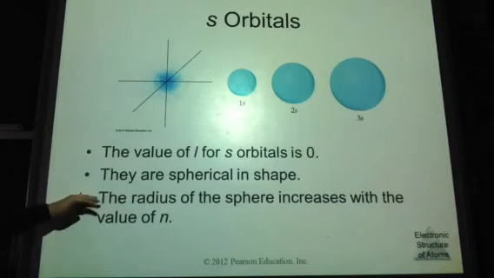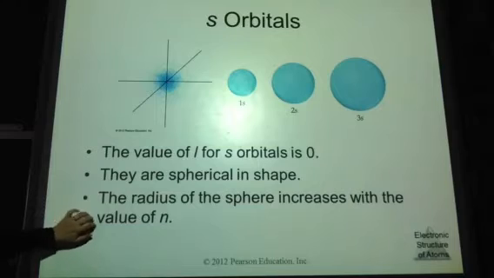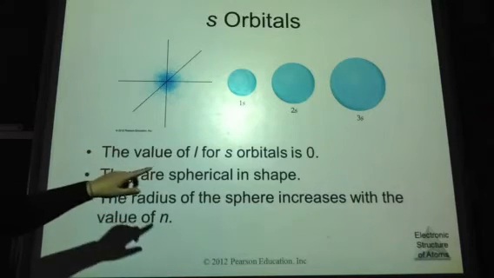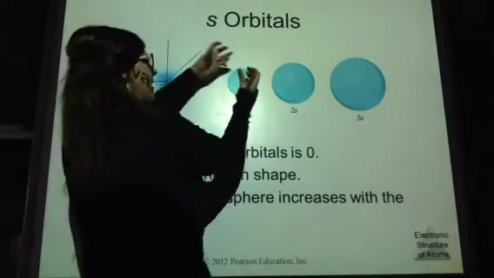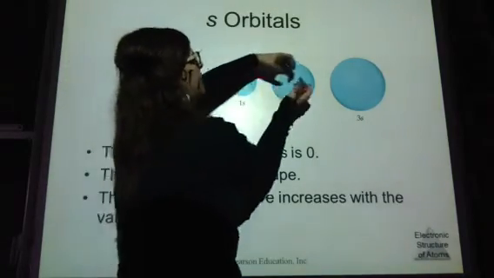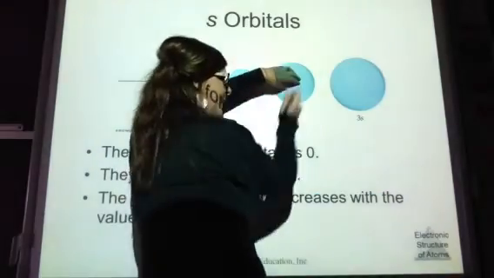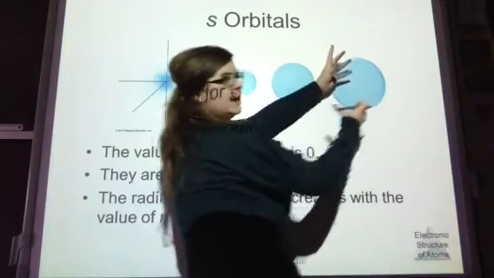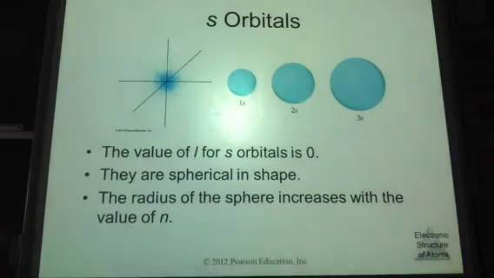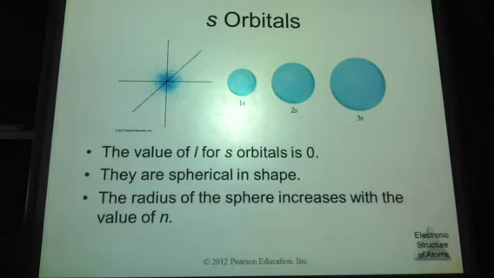The radius of the sphere is increasing with the value of n. 2s is bigger than 1s, 3s is bigger than 2s, and that's because we can almost think about it this way: I have 1s here. If I add another energy level, 1s is really encompassed by 2s. And if I think about 3s, I also have 2s and 1s encompassed in that one as well. So as I add energy levels, we're increasing the amount of empty space for those electrons to move about. So the radius of the sphere increases with energy level.